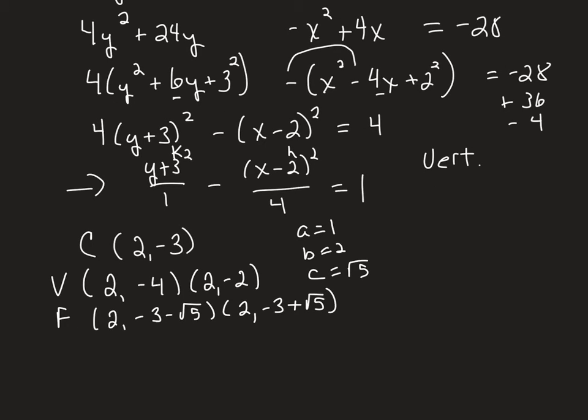All right, now we want to find the equation of the asymptotes, and this is going to be y equals k, which in this case is negative 3, plus or minus a over b, change in y over change in x, so plus or minus 1/2 times (x minus 2). Okay, so that's the equation of the asymptotes.